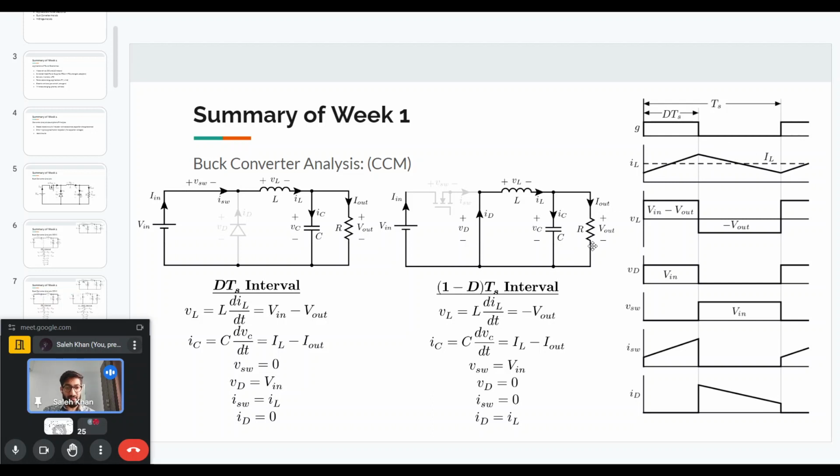Also we can see that the voltage that is blocked by the diode during the DTS interval is equal to V in. Similarly, the switch also blocks the same voltage, but in the other interval, the 1 minus D interval. And the switch carries the inductor current during the D interval, while the diode carries the inductor current during the 1 minus D interval.